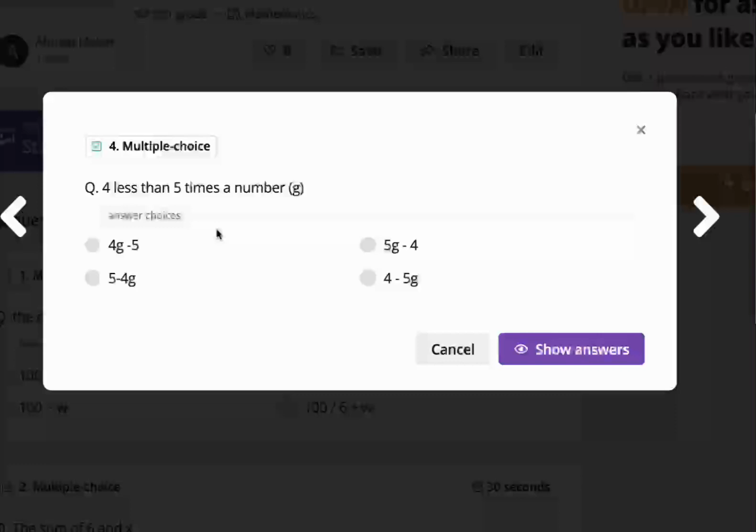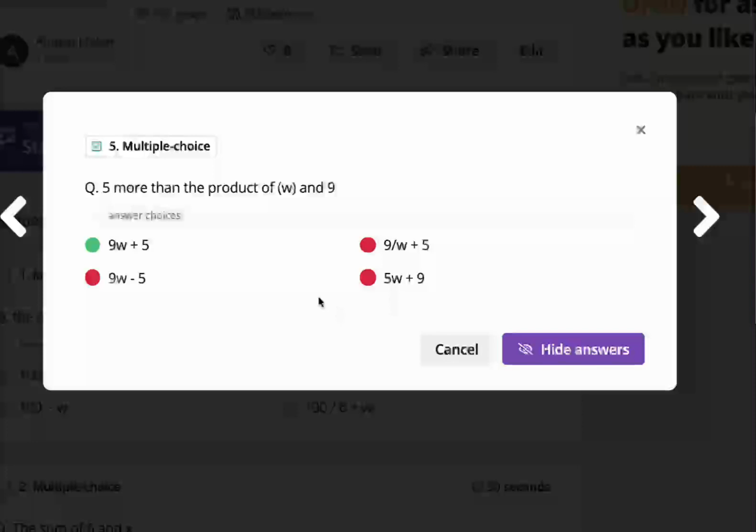Abdullah Dukhi, go ahead. 4 less than 5 times a number G. What is 5 times a number G? 5 times G is 5G. Now, what is 4 less than 5G? Minus 4. Exactly. Thank you, my hero. The next question: 5 more than the product of W and 9.